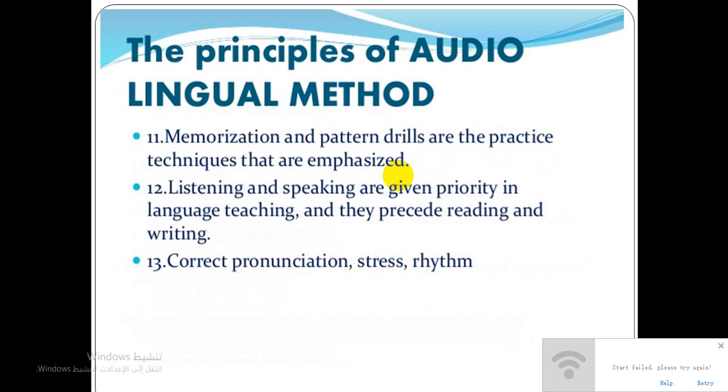Other principles of this method are memorization and pattern skills. Pattern drills are the practice techniques that are emphasized. Listening and speaking are given priority in language teaching, and they precede reading and writing. Correct pronunciation, stress, and rhythm.